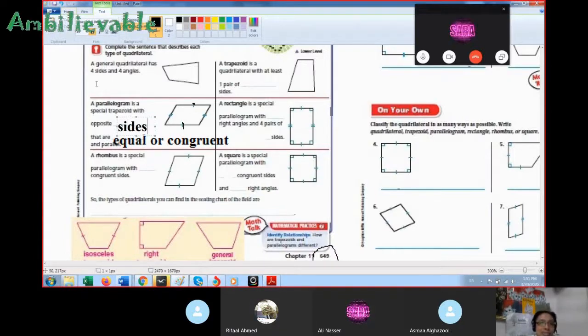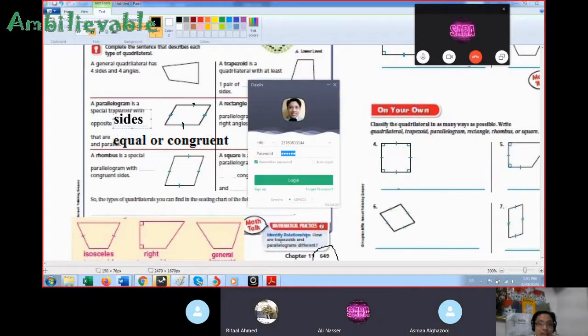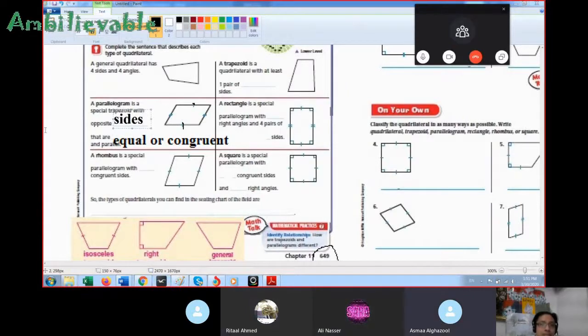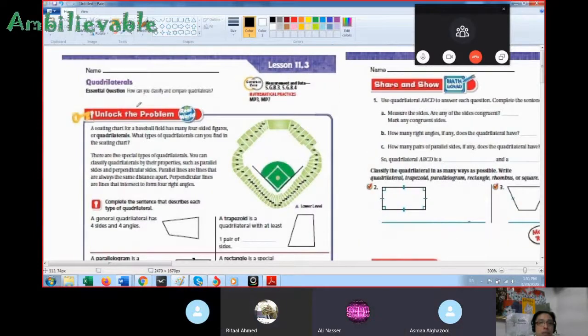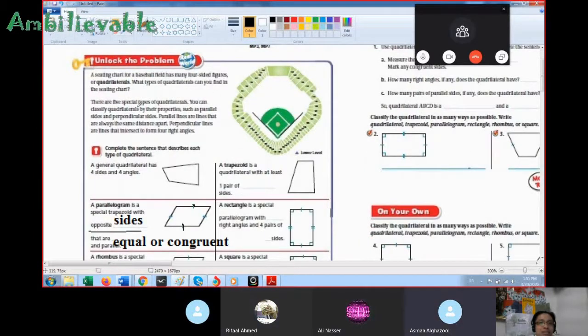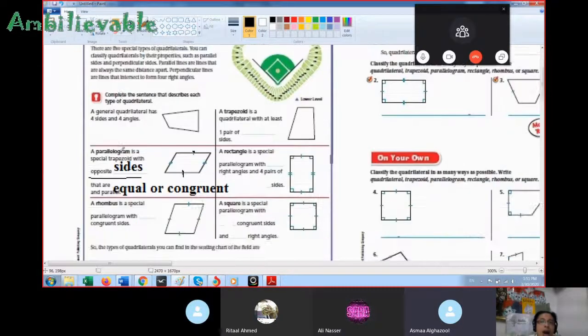It's too big. The words are too big. Can you see it? Yes. But Mr., this is the first one on the first line up. What do you write? The parallelogram. Sides. Opposite sides that are equal or congruent. No, not this. Up. Where? Nothing. This is the first question. We don't have a trapezoid is a quadrilateral. Wait. This is the first one. Okay, well, let's do this one.